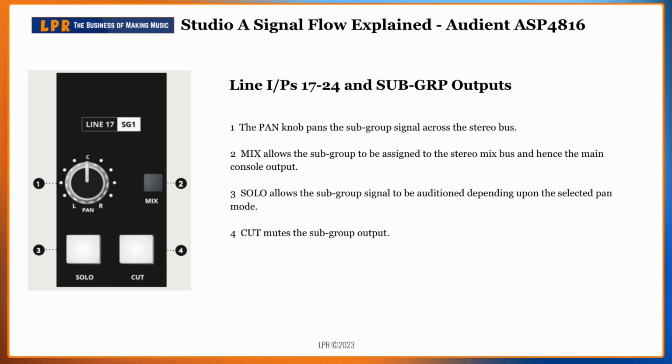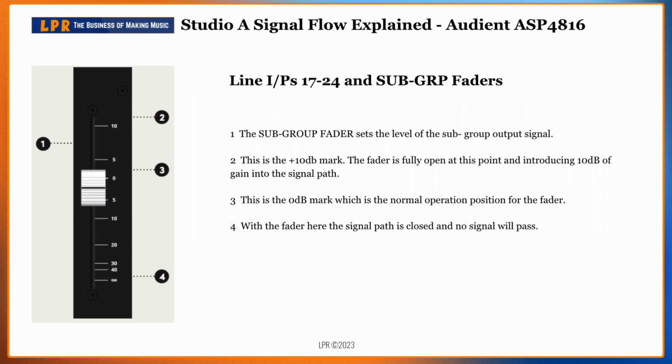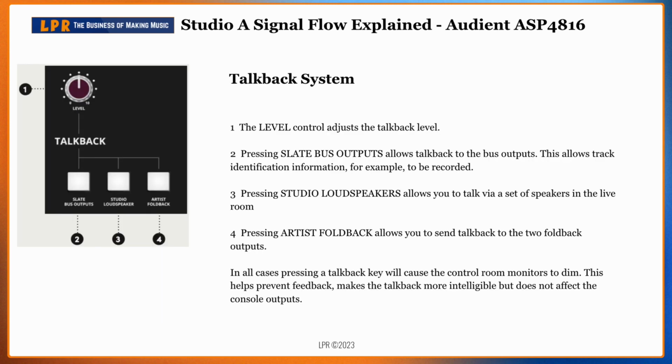Okay, so this is the subgroup outputs, or the line inputs 17 through 24 or subgroup outputs. These can do 2 things. There's a pan knob, and then there's a mix to the subgroup and a solo and a cut. Okay, so this is the line inputs 17 through 24 or the subgroup faders. Okay, these are simply the faders, how much is going to the master bus.